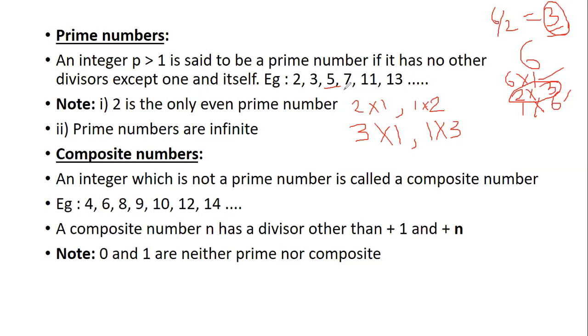Okay, moving on further, you have 7. 7 is also divisible only by 1 and itself. 7 ones are 7, 1 seven is 7. Likewise you have n numbers. There are so many numbers which are called prime. It starts with 2 and then it goes on. It has to be greater than 1. If you see the condition here, a prime number is an integer which has to be greater than 1.